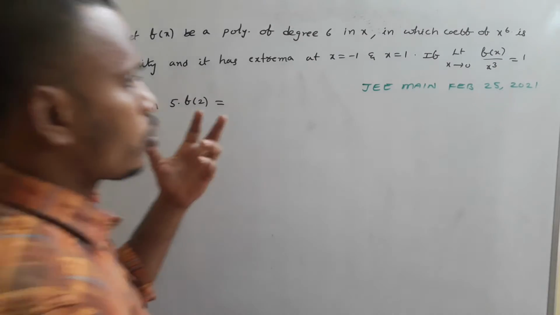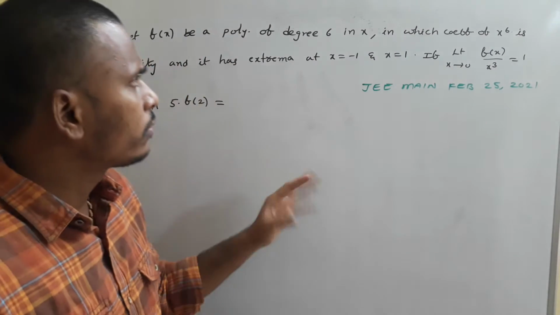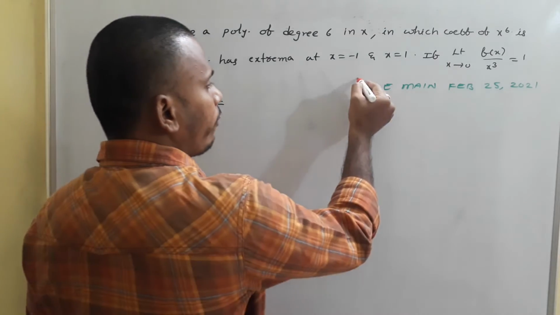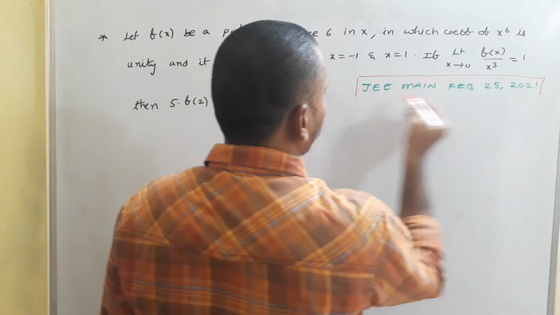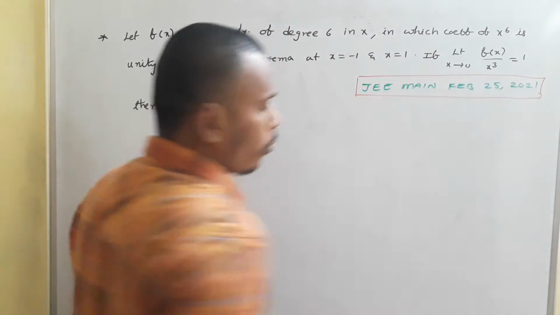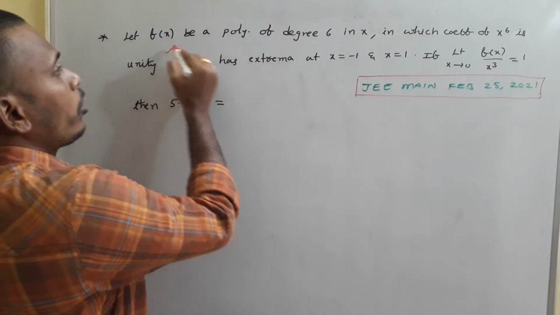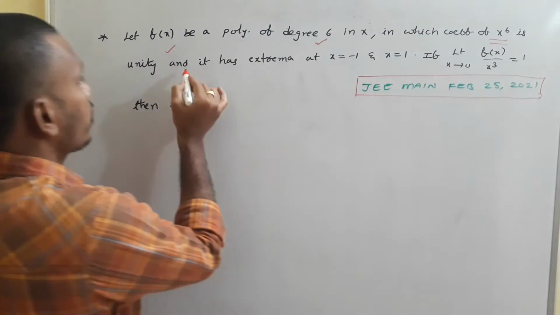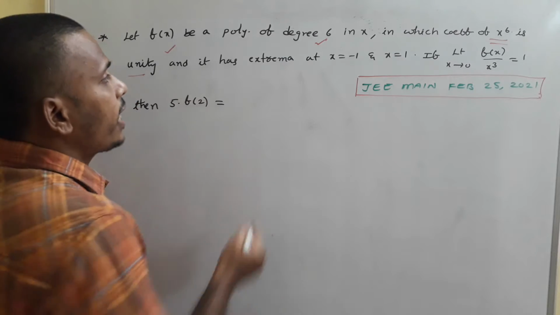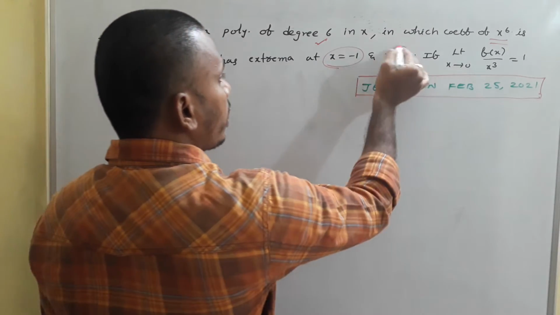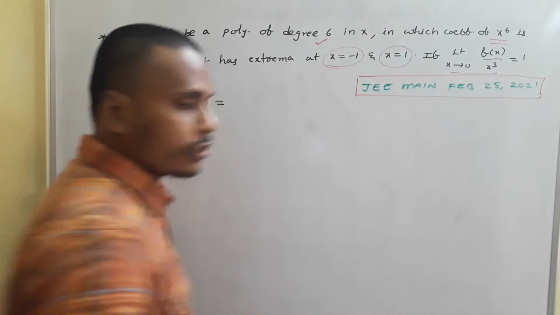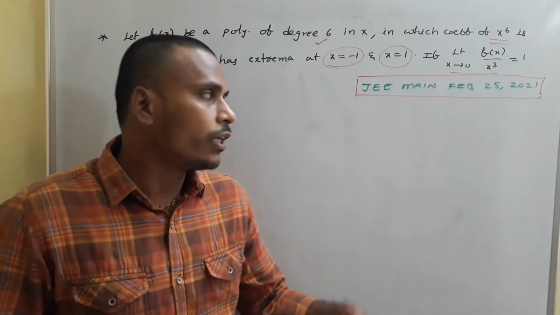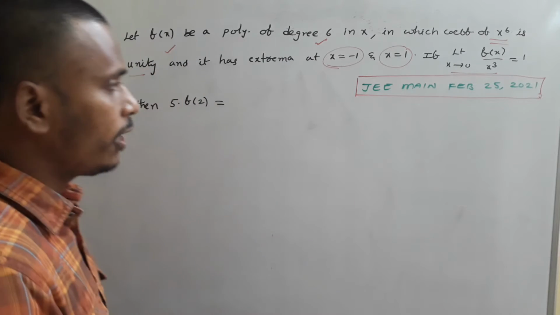Now, this question is from Maxima Minima from JEE Mains February 25th, 2021. Read out the problem. F of x is a polynomial of degree 6 in which the coefficient of x power 6 is unity and it has extrema at x is equals to -1 and x is equals to 1 along with this restriction. Already we have this type of problem in 2020 as well as in 2019 paper.